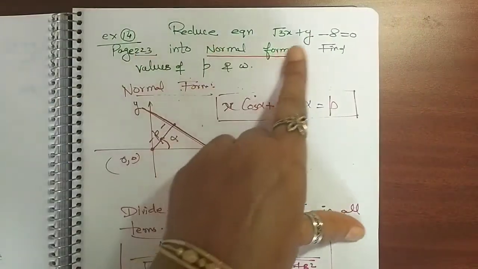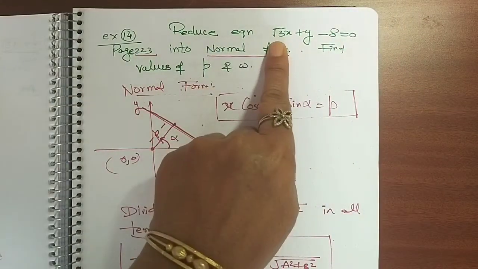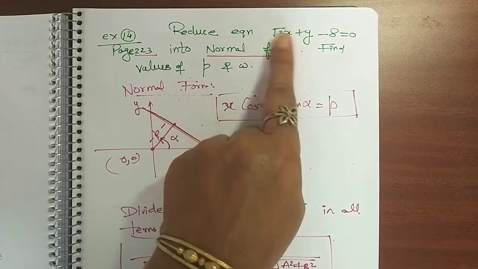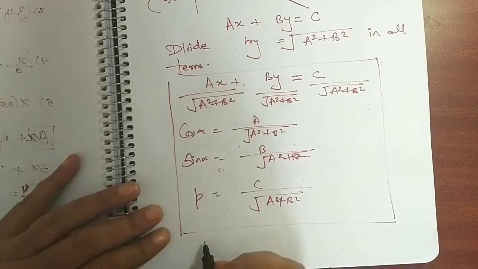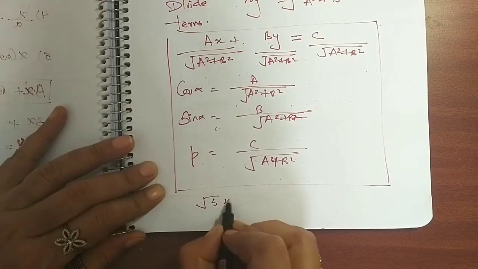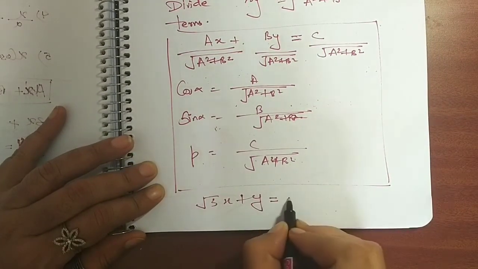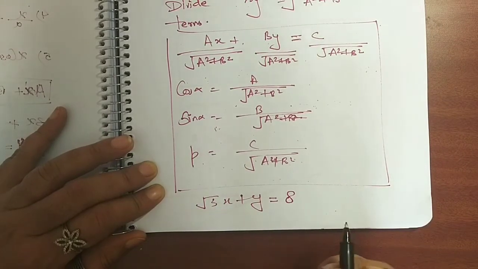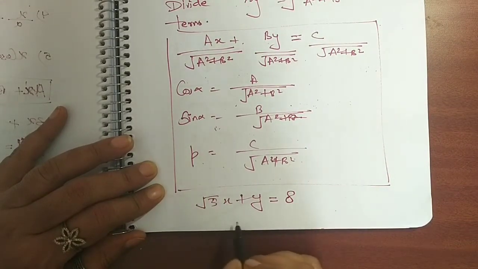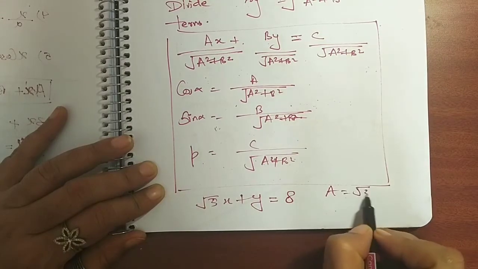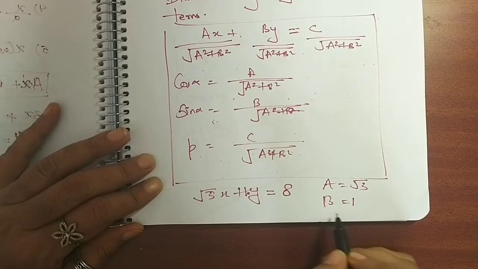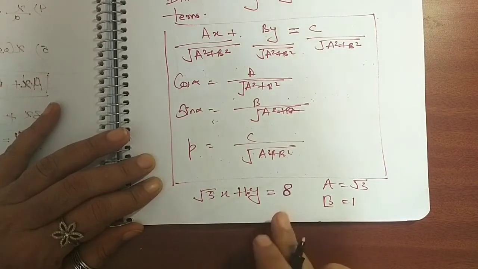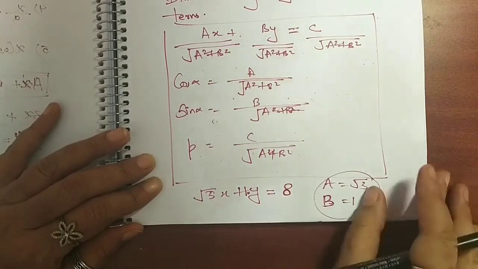Okay, so now let me go back to the question, which is this. So here a is what? Root 3. b is what? 1, because nothing is there means 1. So let me write down my equation: root 3x plus y, can I take 8 to the other side? Right. So what is my a if I compare, guys? My a is root 3. What is my b? If nothing is there, I will take b as 1. And this is not p yet. I'm just getting a and b.